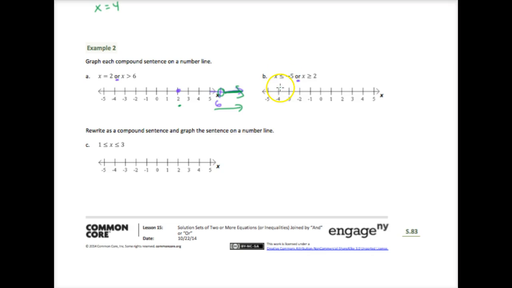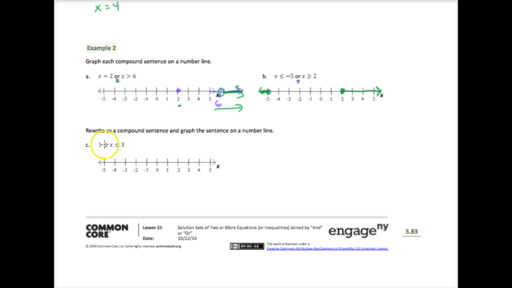X is less than or equal to -5. Less than or equal to -5. Solid dot, slide down. X is greater than or equal to 2. Solid dot, slide up. Two answers in both cases, completely due to the or.